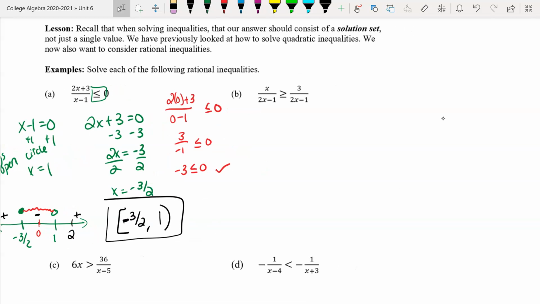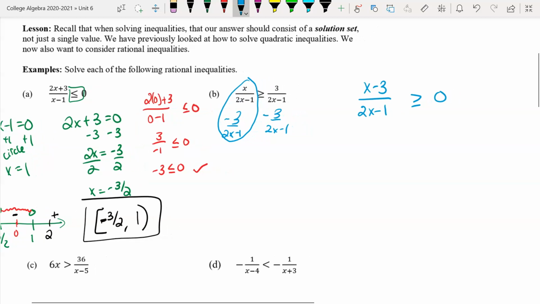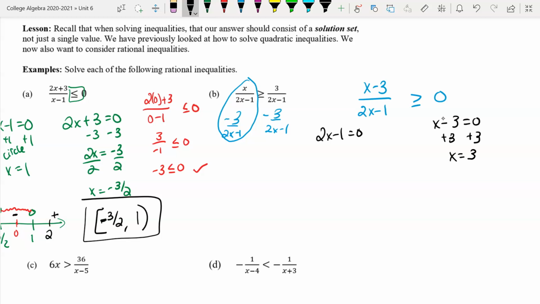Now B, if you notice, I don't have it equal to 0. So what I'm going to do is subtract this 3 to the other side. And you can combine these because they have the same denominator. So I'm going to say x minus 3 over 2x minus 1 is greater than or equal to 0. And now it just turns into what we just did. I'm going to set the bottom equal to 0, and I'm going to set the top equal to 0. When I do that, I'm going to get x equals 1/2 and x equals 3.